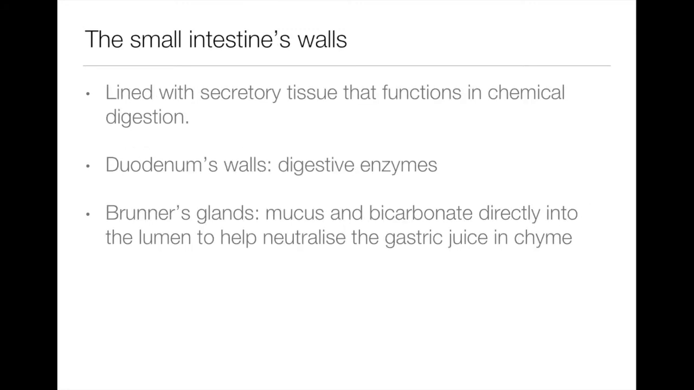Now, the small intestine walls are lined with secretory tissue that functions in chemical digestion. Cells in the duodenum's walls, what is the duodenum? The first part of the small intestine. In the duodenum's walls, they secrete digestive enzymes. Brunner's glands in the small intestine's lining secrete mucus and bicarbonate directly into the lumen to help neutralize the gastric juice in the chyme. Now you will ask, why bicarbonate?